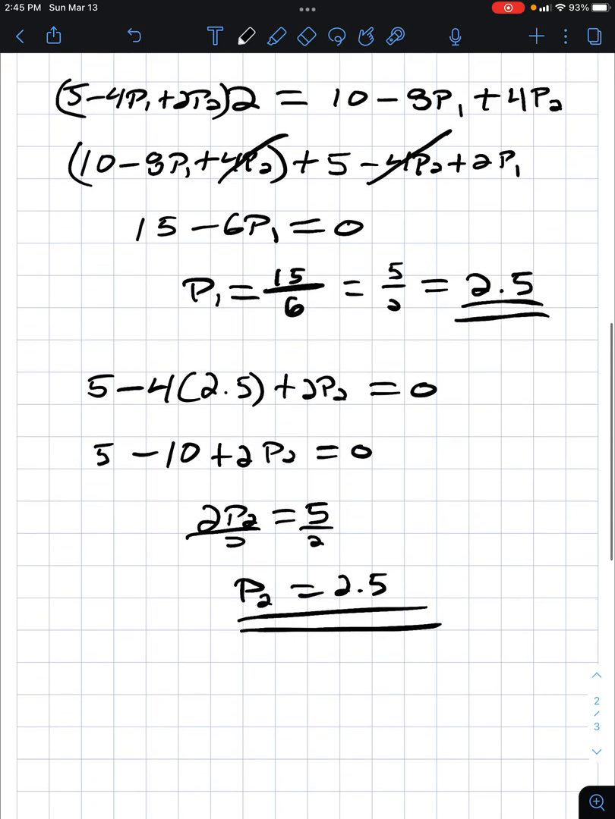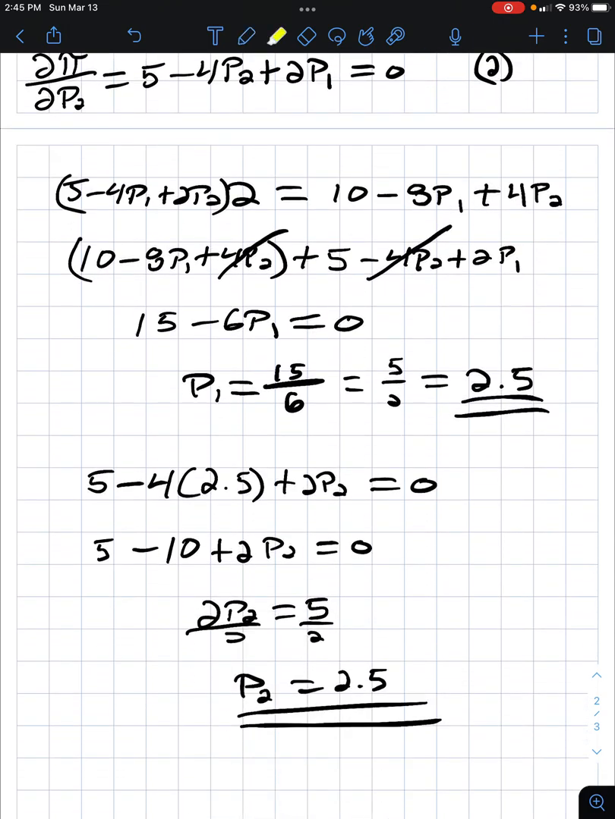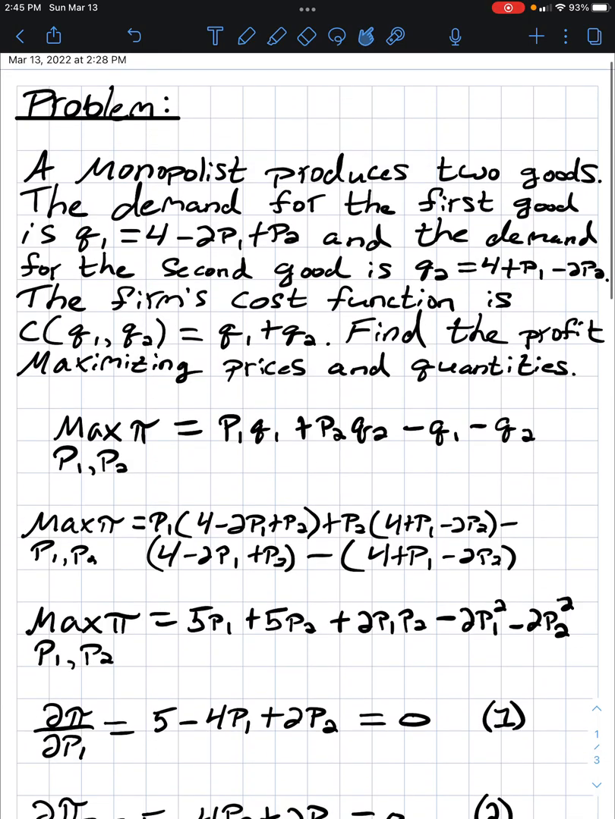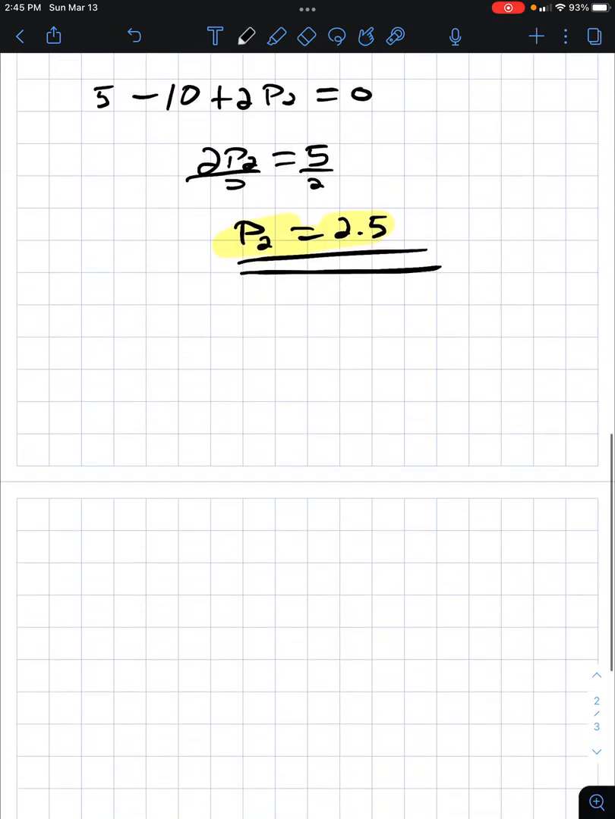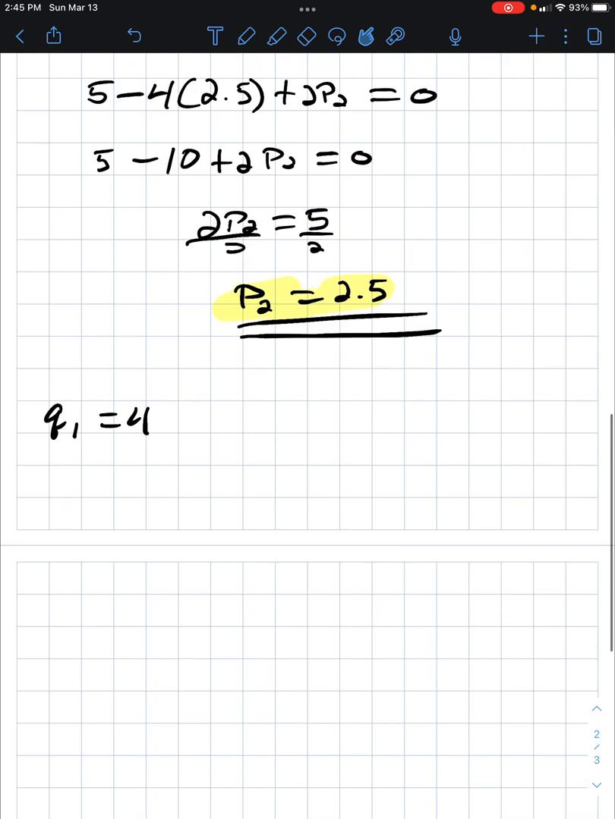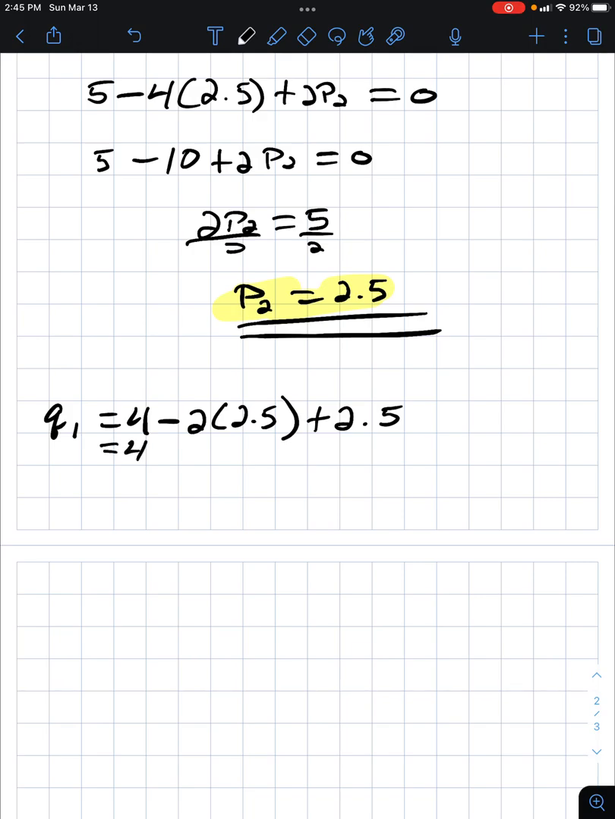And how do we find the quantities? Well, now that we found our P1 and P2 values being 2.5, we can solve for quantities. We just use our demand for the first good. Q1 is equal to 4 minus 2 times 2.5 plus 2.5, which is 4 minus 5 plus 2.5, equal to 1.5.